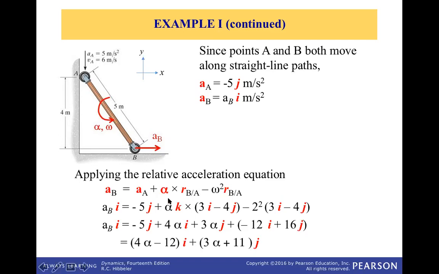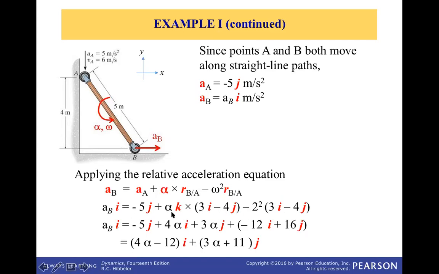So in vector form, you write alpha k, cross product of r from B relative to A, meaning starting from A pointing to B. It's 3 in the I direction and negative 4 in the J direction, so 3I minus 4J. Then minus omega, which is 2, squared, times 3I minus 4J, that's R B with respect to A.